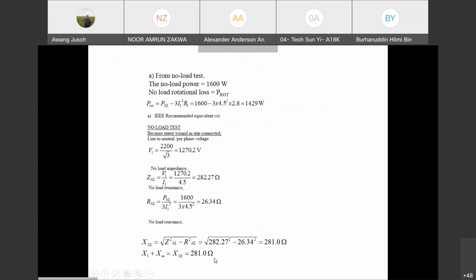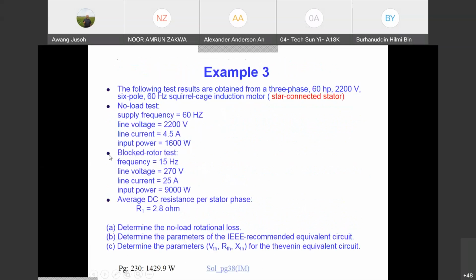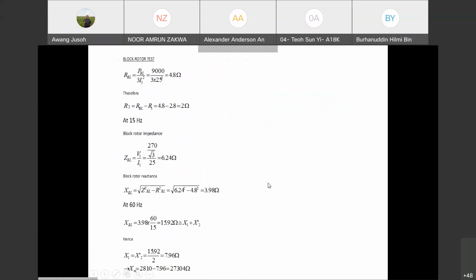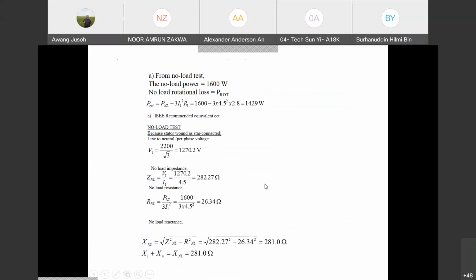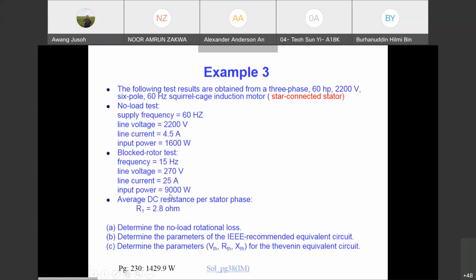Okay, this is not complete yet. We have just done the no load test. Now we go to the block rotor test, the second part, which is this one. So for the block rotor test, we know the power just now, how much? 9,000 watts consumed by the machine.